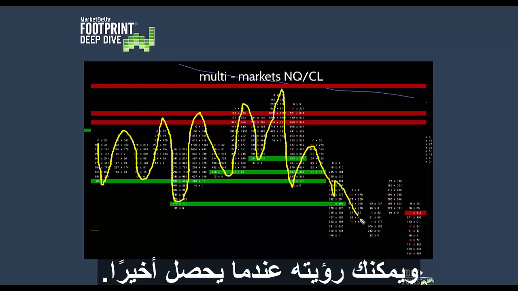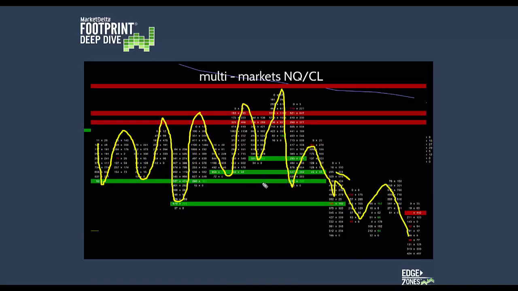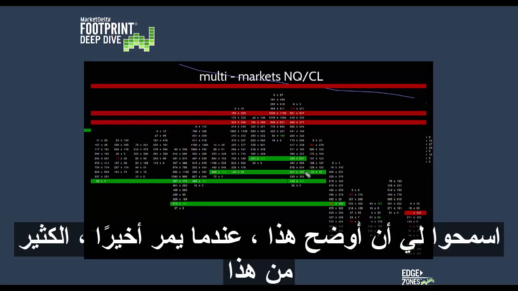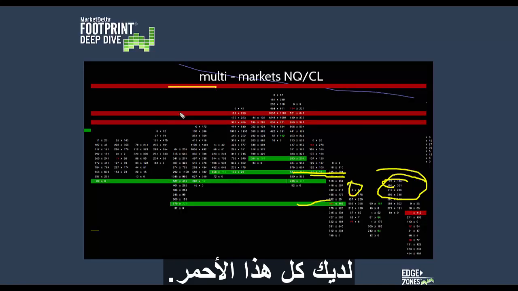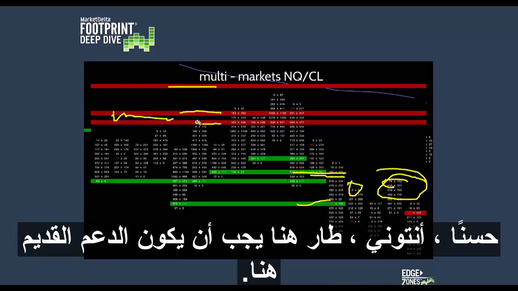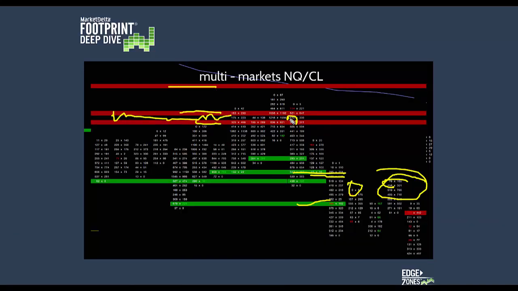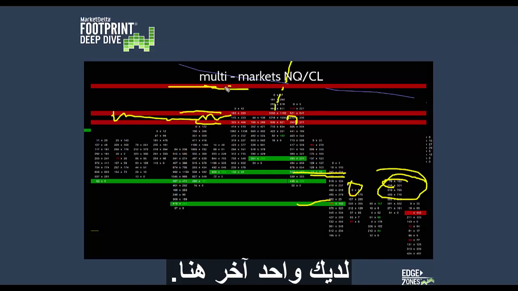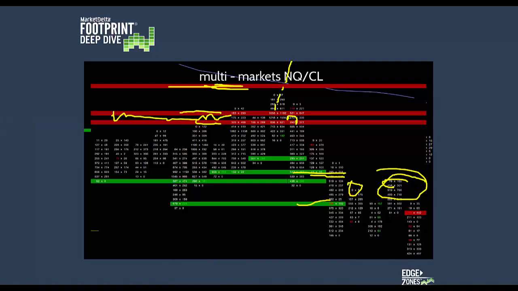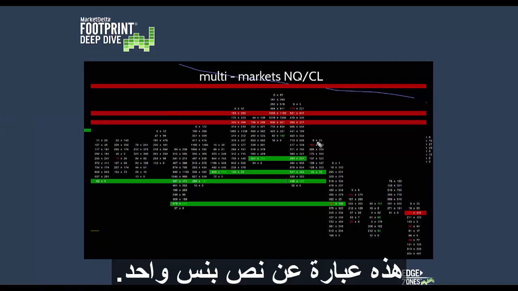And you could see it when it finally gets through a lot of this support, let me clear this up, comes back up and uses it as resistance a couple of times. You've got all this red. You can say, well, Anthony, it flew through here, it should be old support in here. No, these are 1 penny wide zones. You've got to do better than just getting through a few ticks. And you've got another one up here. These are 1 penny ticks.